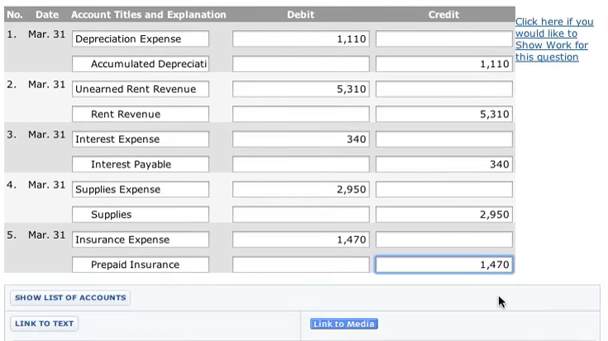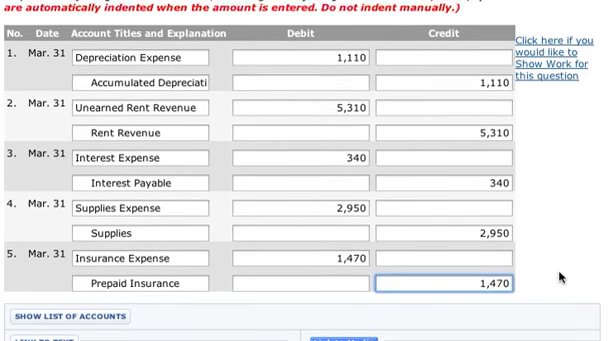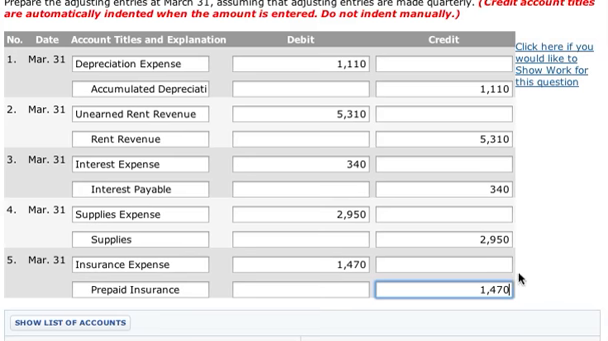And those are the adjusting entries for the month of March. I hope this will help you when you go to do adjusting entries on your own.